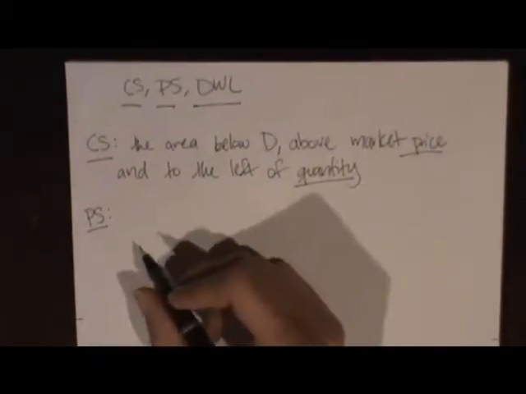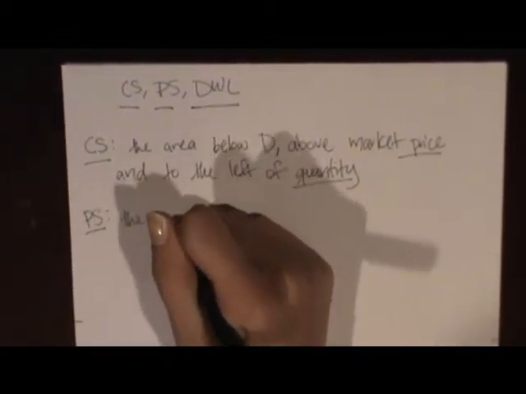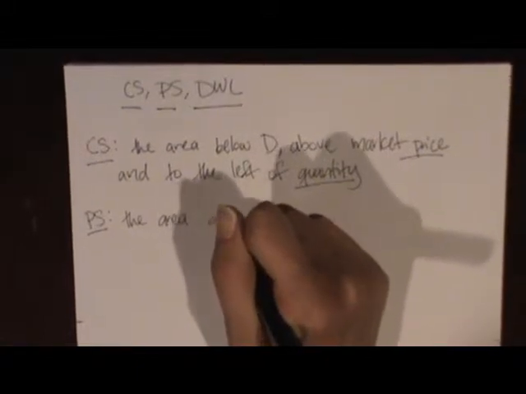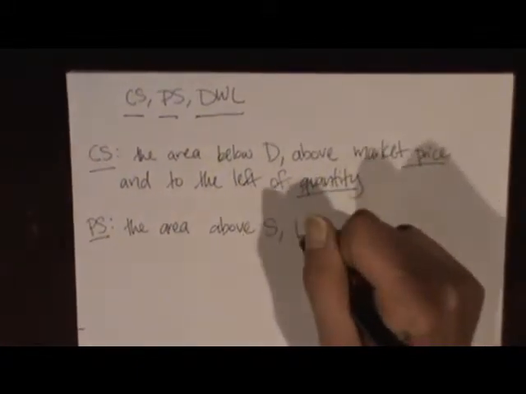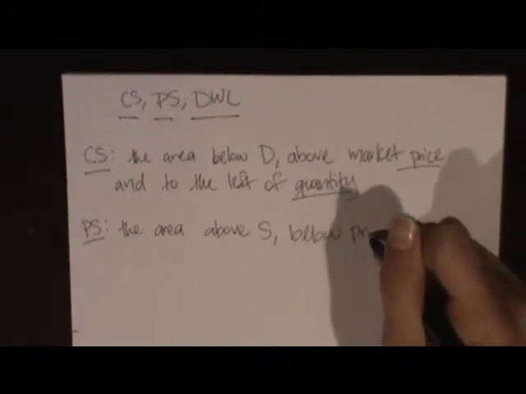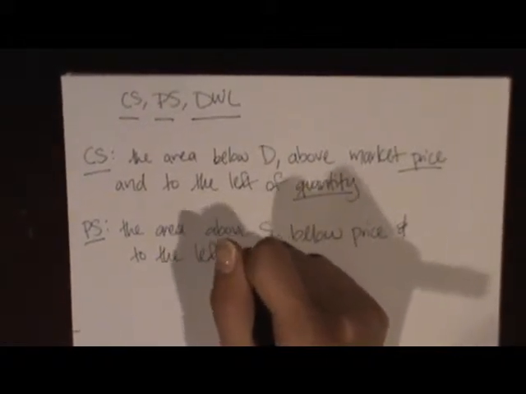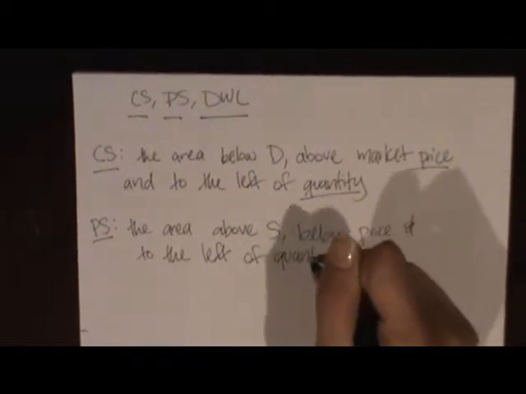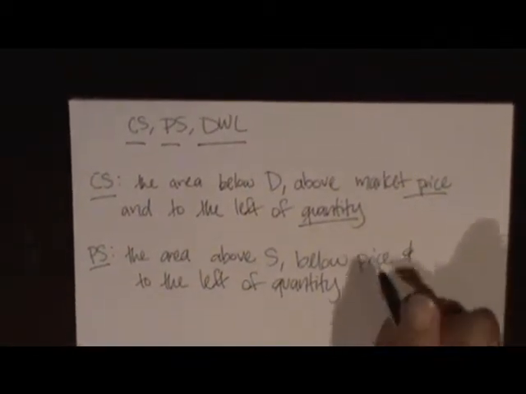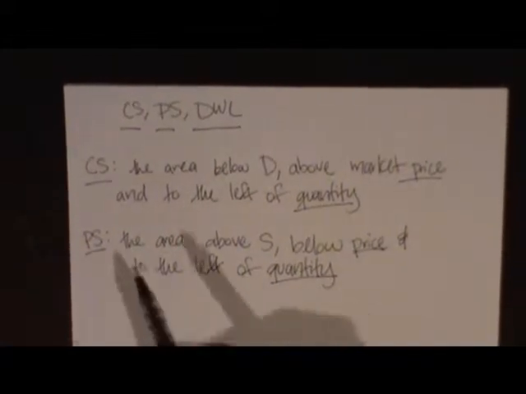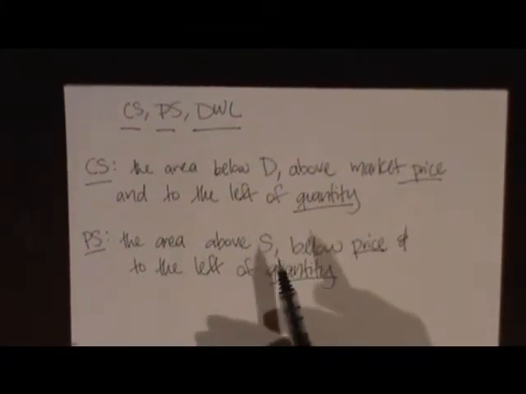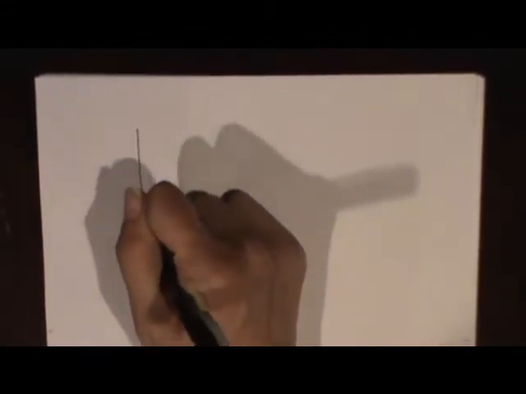Now, this definition for producer surplus is similar. Here we're looking for the area that is above the supply curve, below the price, and this last part is exactly the same, to the left of quantity. Okay, and again, these are those relevant price and quantity, and that's how we're going to find consumer surplus and producer surplus. So now let me go ahead and show you a graph, and I can illustrate these areas for you and also show you what happens when we have a shift in the supply curve.